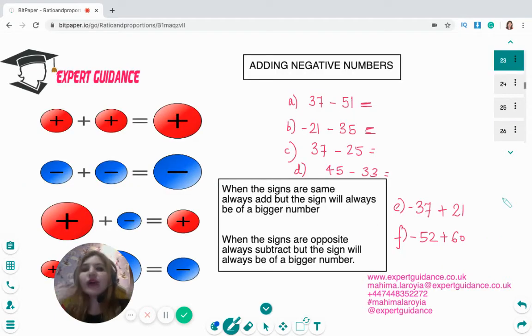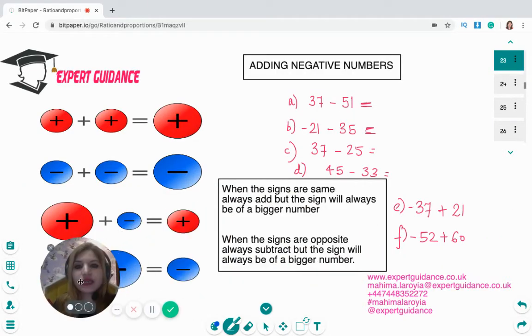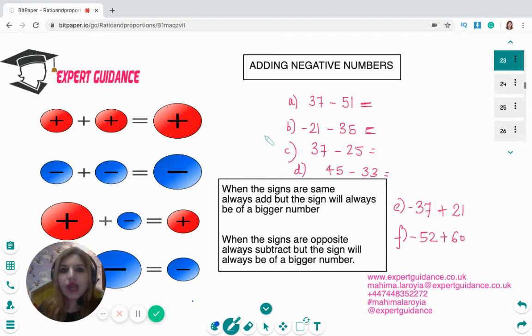Now let's come to how do you add the negative numbers. Now always remember, when the two numbers have the same sign, either two negatives or two positives, you will always add the two numbers, but the sign will always be of the bigger number. And if the two signs are opposite, like a plus and a minus or a minus and a plus, you will always subtract the two numbers, but the sign will always be of the bigger number. Okay, let's see how this works.